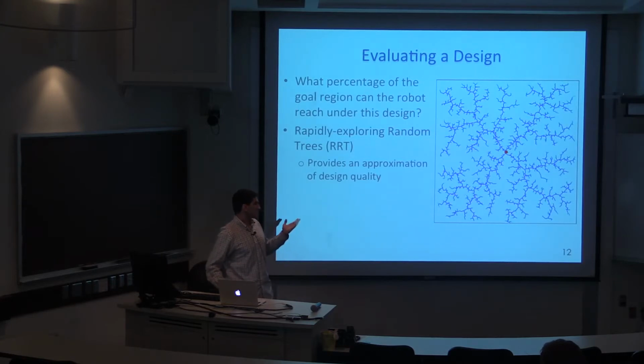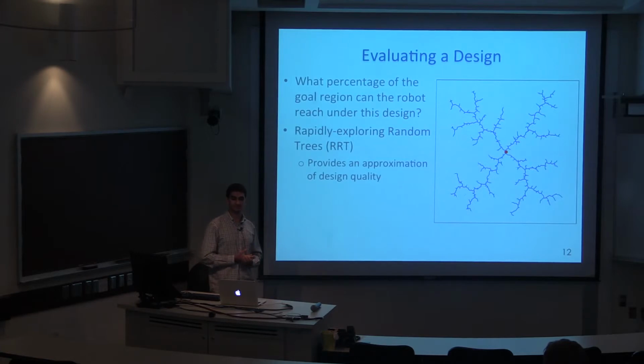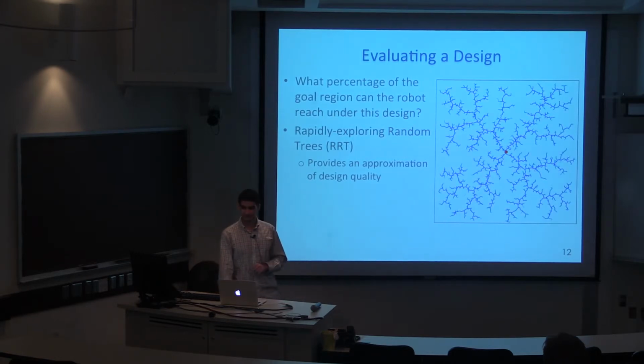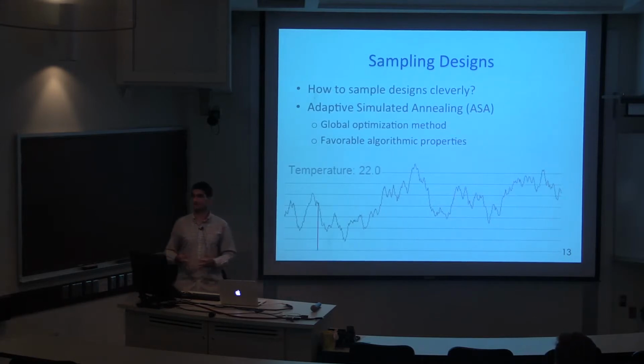So since evaluating a design is so computationally intensive, we want to cleverly sample designs rather than just sampling random ones. For cleverly sampling designs, we use the global optimization algorithm called adaptive simulated annealing. And in this animation, you can see the ASA algorithm in action.